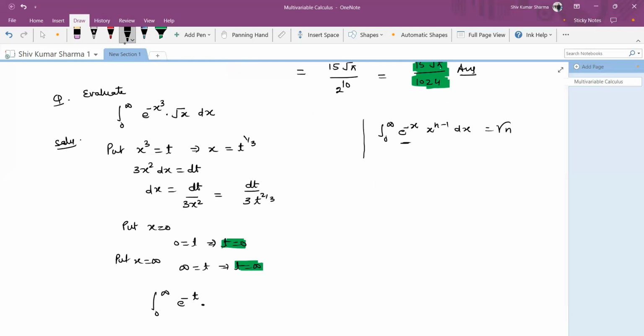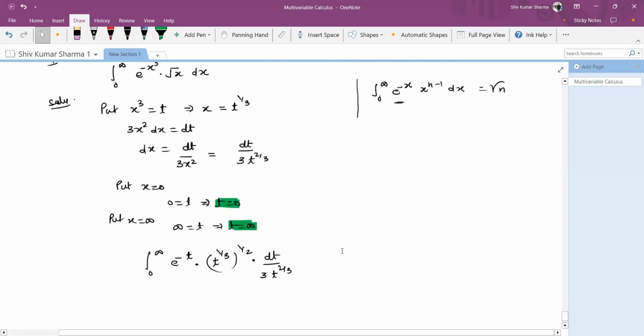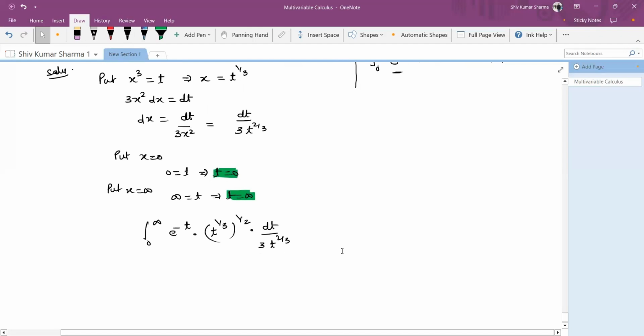So when we put x equal to t raised to the power 1 by 3, and the whole to the power 1 by 2, because we have taken root x into dx. So what is the dx? The dx we have calculated in the form of t is dt upon 3 into t raised to the power 2 by 3. So now we simplify this.